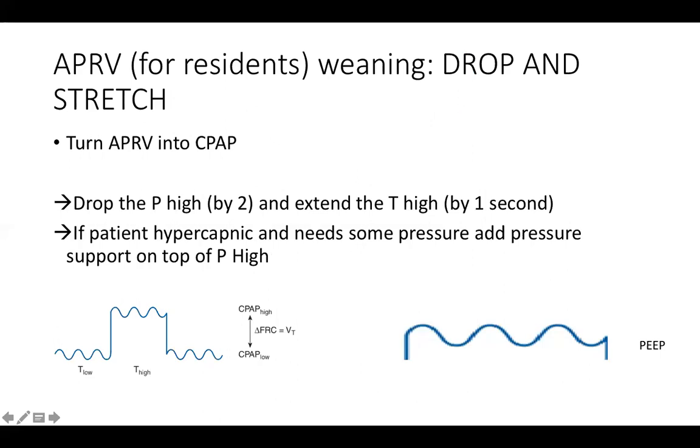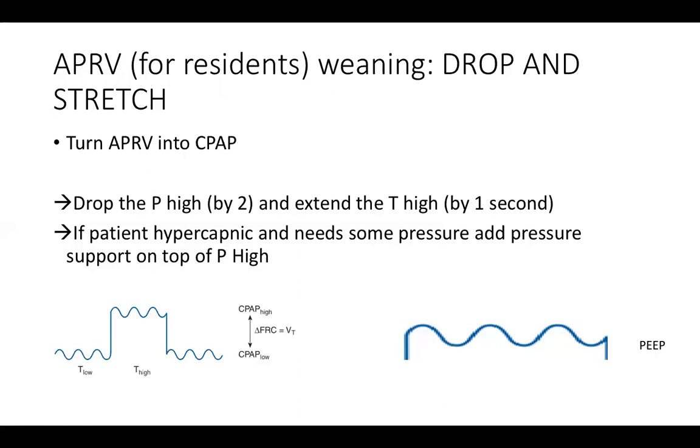Once your patient improves, so also on APRV, don't stress out in the first 2 hours because it's going to take like 4 or 8 hours for the ABG to get better and for you to recruit your alveoli. So I would recommend waiting a few hours before you switch the mode again.